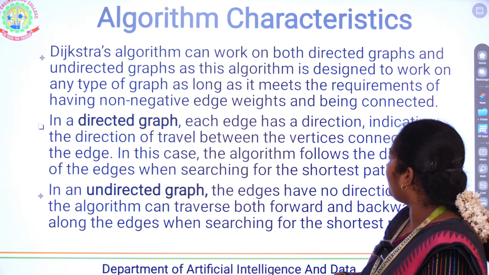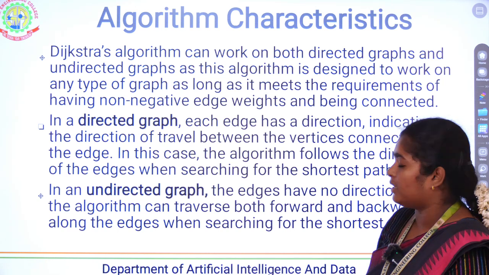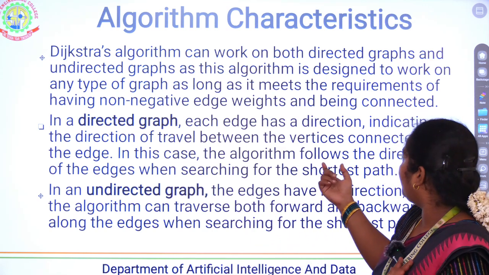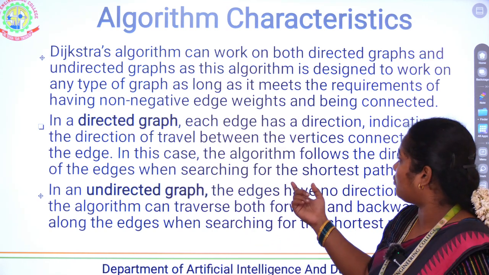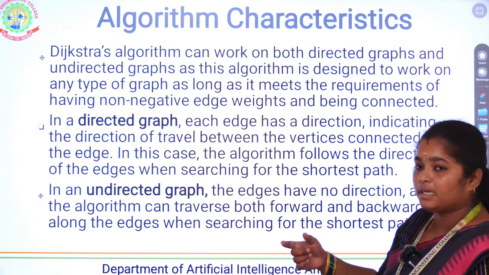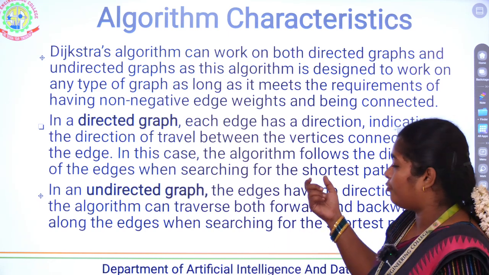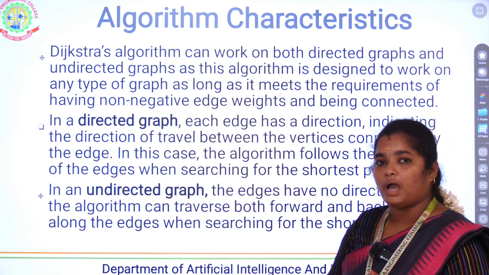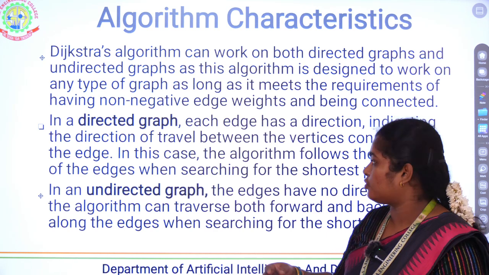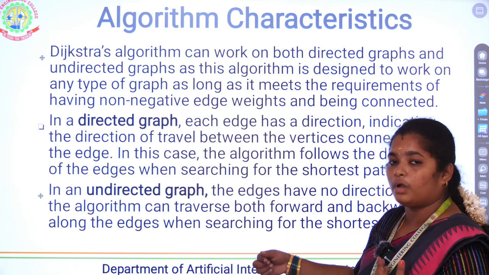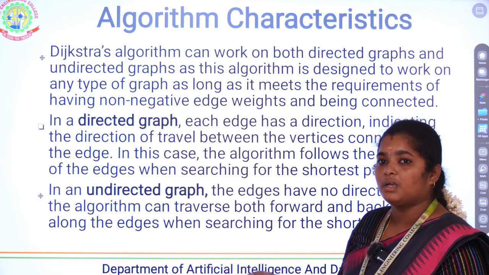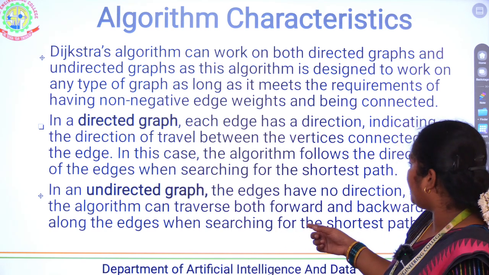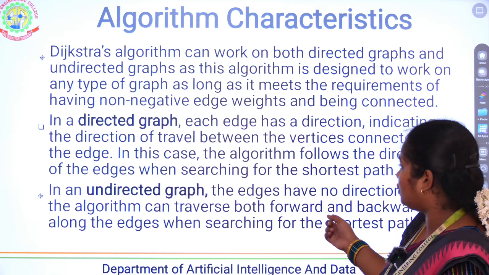In a directed graph, each edge has a direction indicating the direction of travel between the vertices connected by the edge. We can see the example in the upcoming graph. It means that if we are going to travel, it will go from vertex 0 to 1. It means that it will have the weighted graph. If the graph goes 0 to 1 or 0 to 2, we are going to find the shortest path which is suitable for us. In this case, the algorithm follows the direction of the edges when searching for the shortest path.